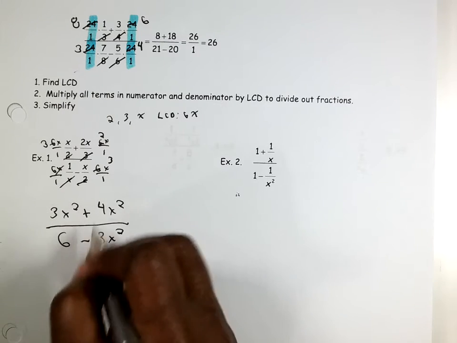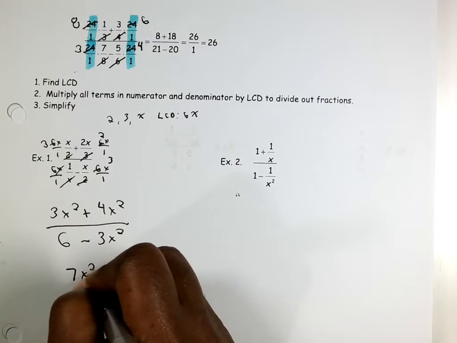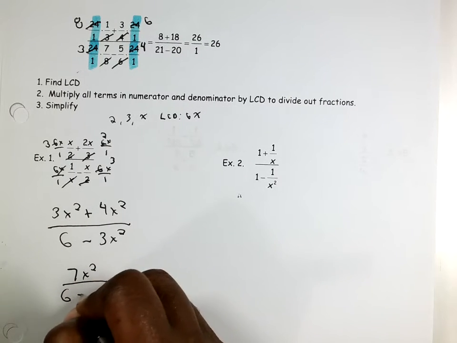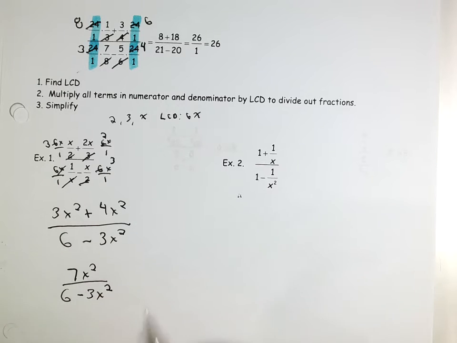I can combine like terms on the top. So I get 7x squared over 6 minus 3x squared. So again, we started off with something with fractions inside of fractions, and we're simplifying it in a way that we just have a polynomial on top and a polynomial on the bottom. So that's our goal.